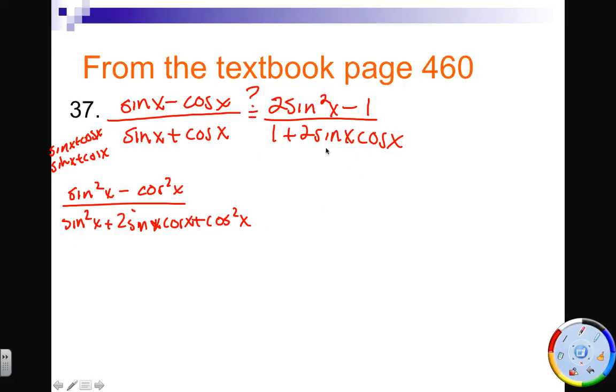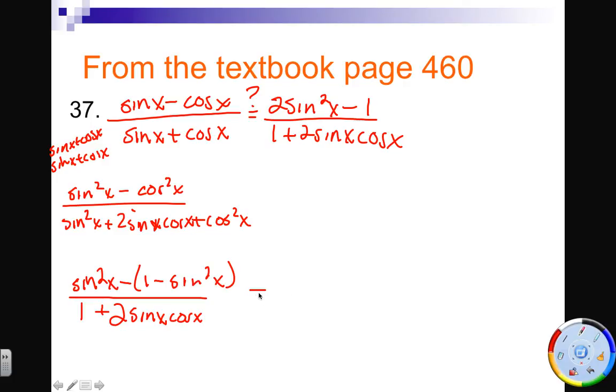And here I want to look at what I want in the denominator. I have a sine squared plus cosine squared, which is a 1, plus 2 sine x cosine x. Well, that's good because that's kind of what I wanted. And in my numerator, I want only sines. So let's look at my sines here. I have sine squared x minus, let's change cosine squared into sine squared, so 1 minus sine squared x. And notice here I can do minus a minus sine, so I get 2 sine squared x minus 1 over 1 plus 2 sine x cosine x.